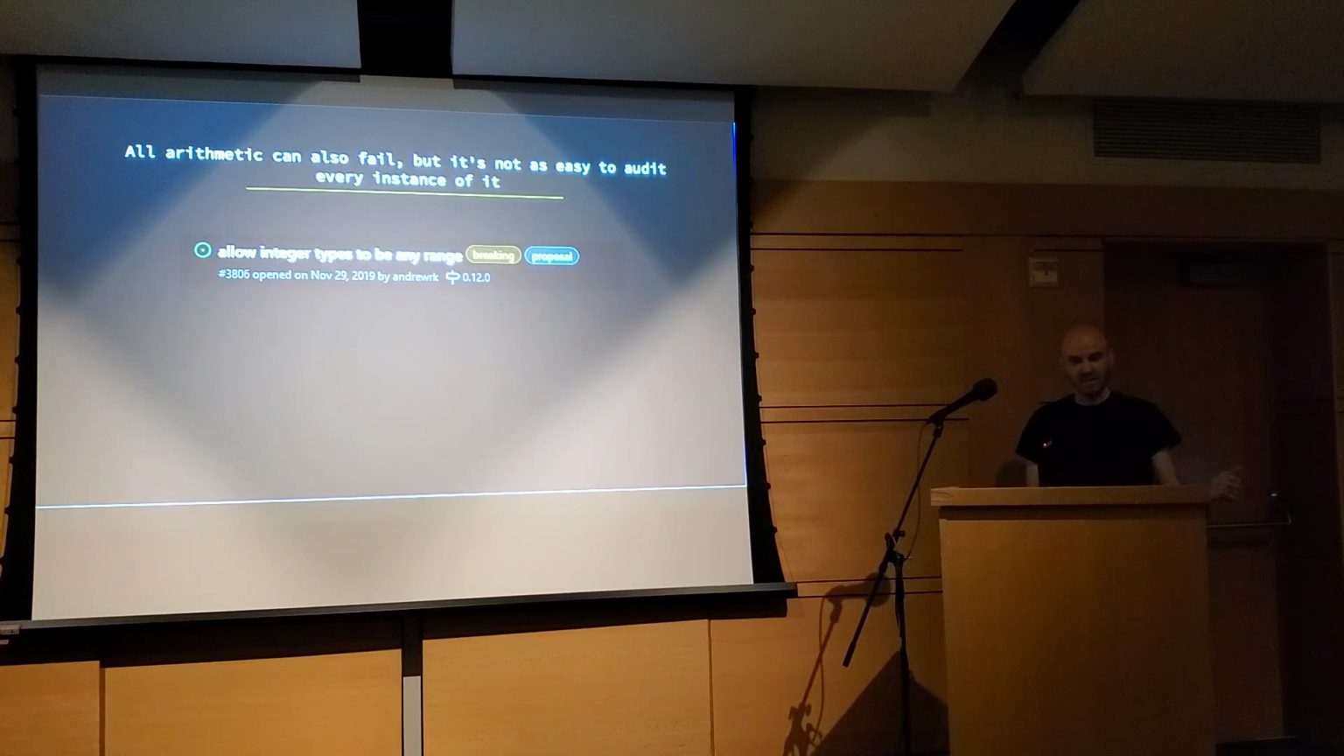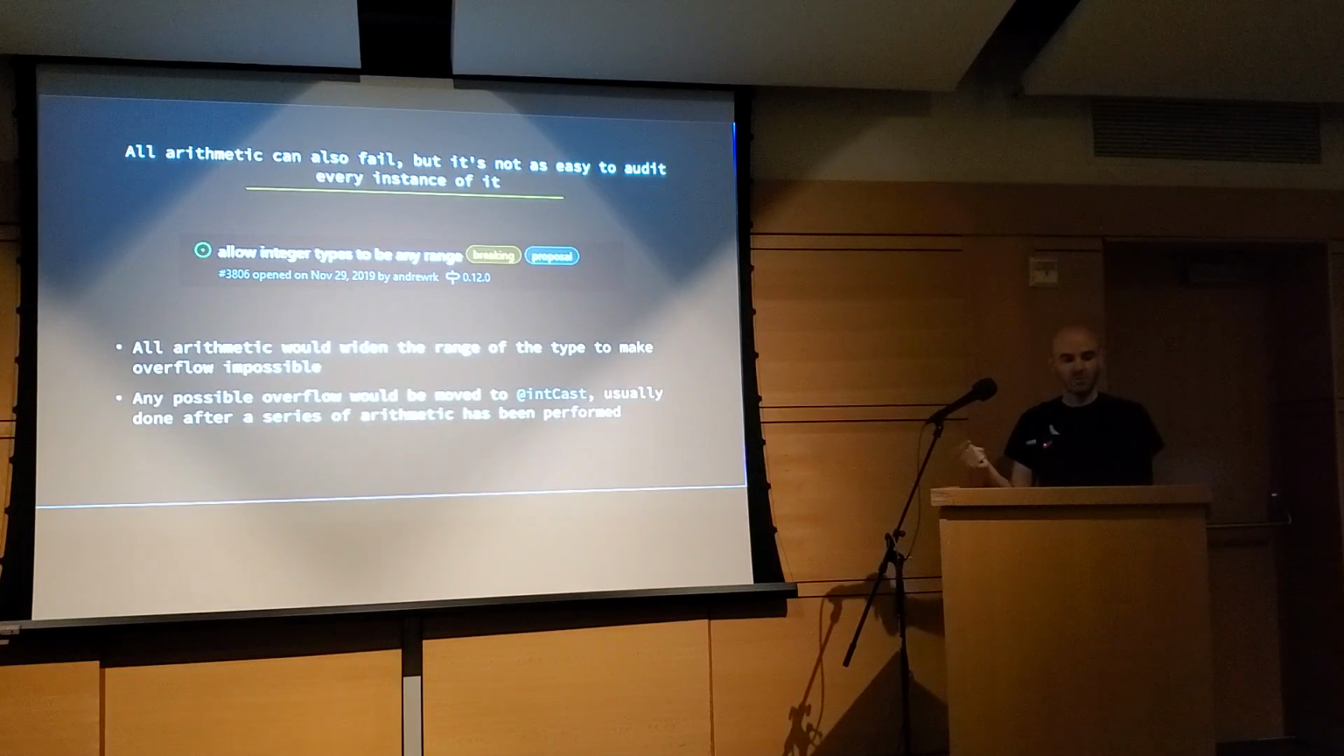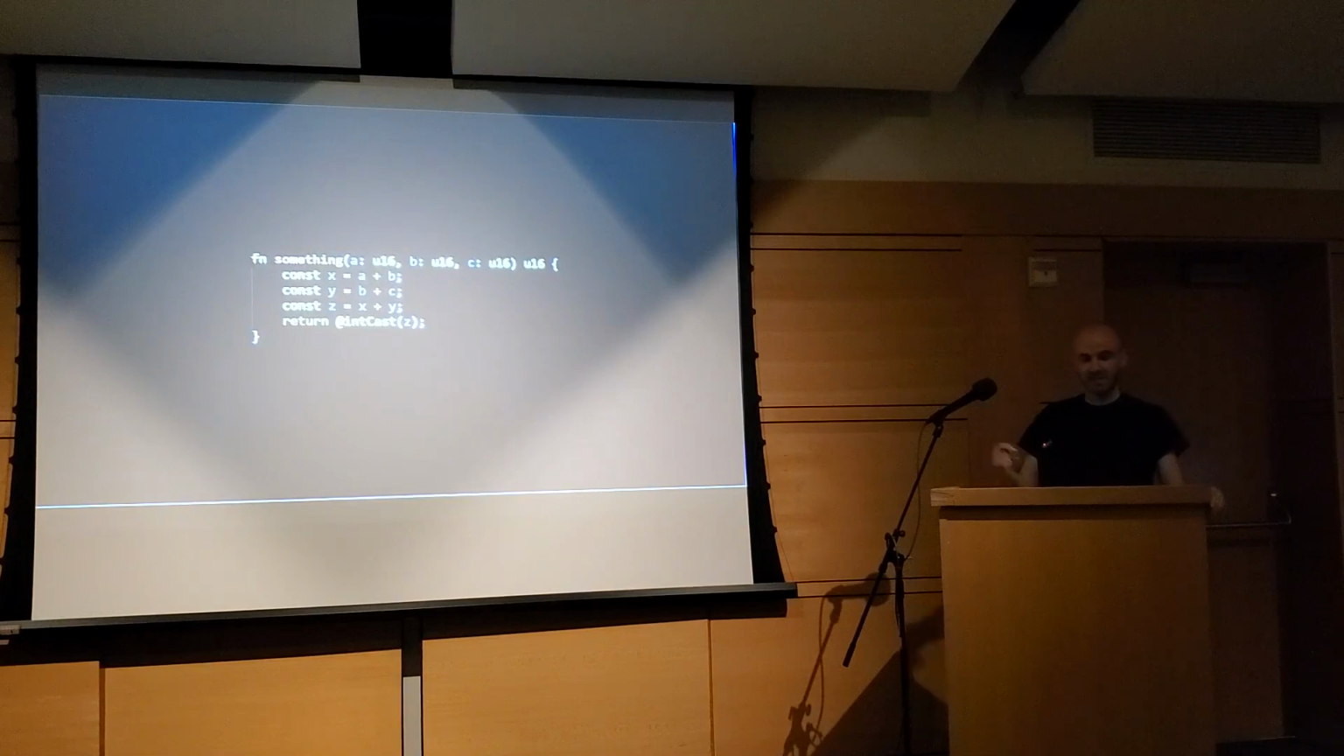There's a proposal that Andrew has expressed some interest in trying out eventually in some capacity. And my understanding of it, I could be wrong, is that arithmetic would widen the range of the integer instead of overflowing. It would make overflow during arithmetic impossible. And then all possible overflow would move down to an intCast somewhere after all the arithmetic has been done. As an example, right now, every line in this function can overflow and panic. But if that proposal goes through, then only the last line would be able to panic.